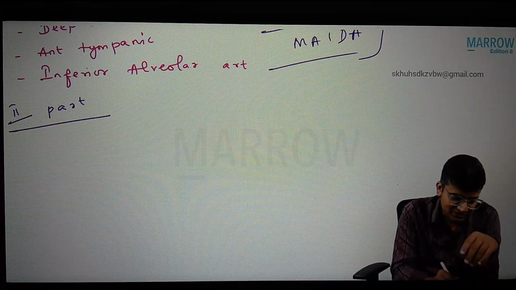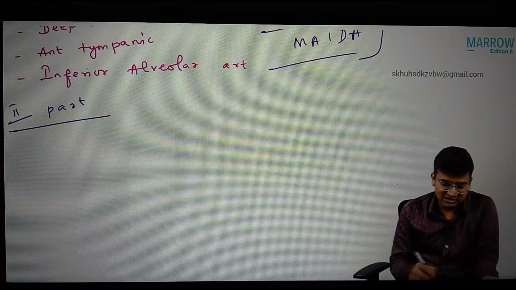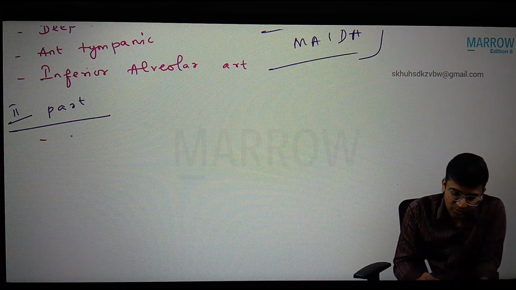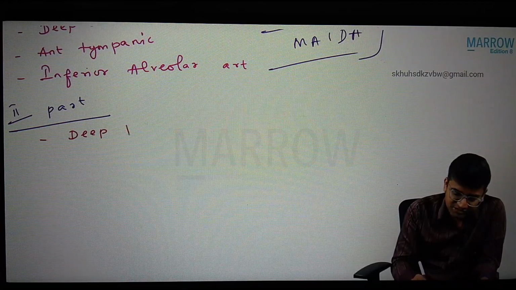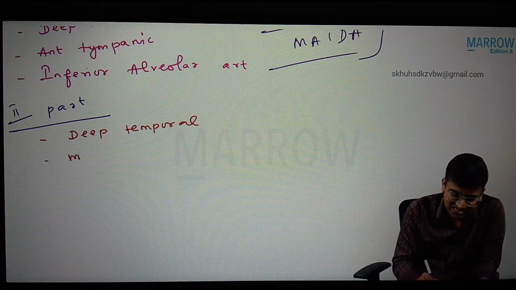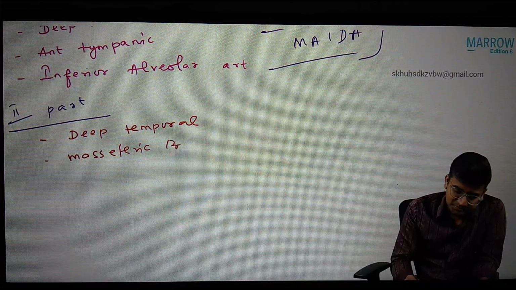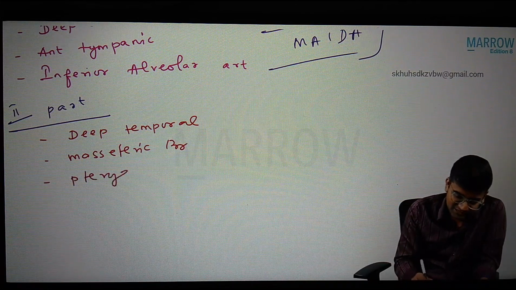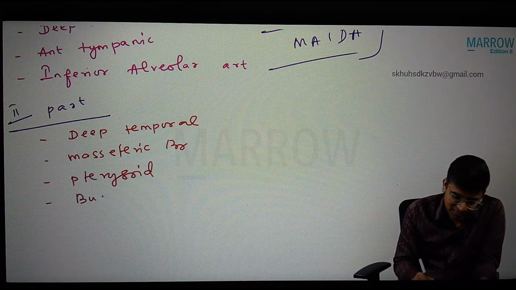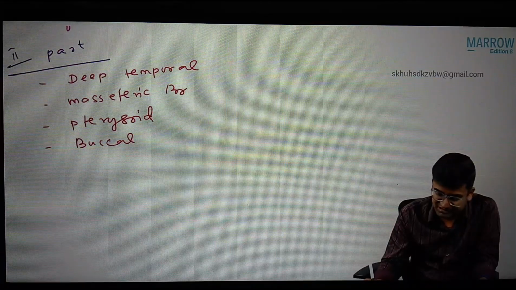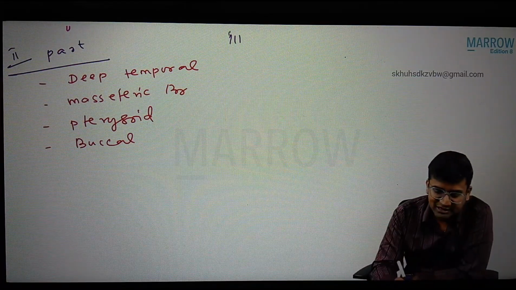Next, the second part gives motor branches, the muscular branches. Number one, deep temporal branch, masseteric branch, pterygoid branch, and the buccal branch, buccal artery.